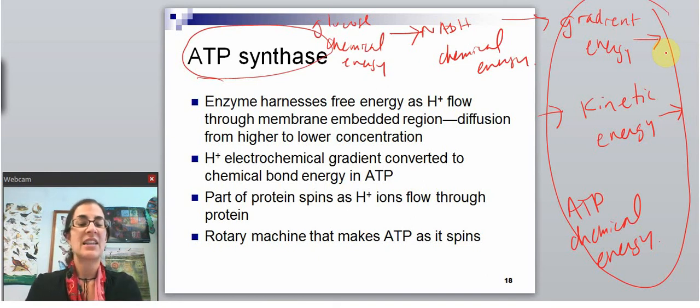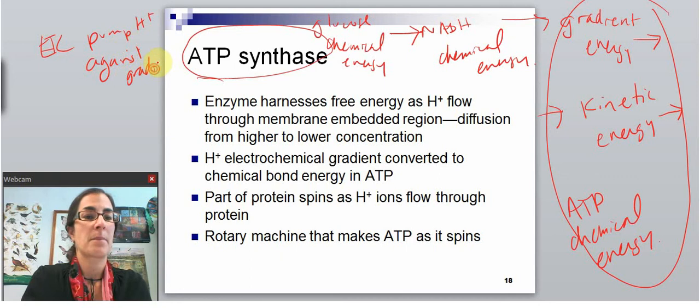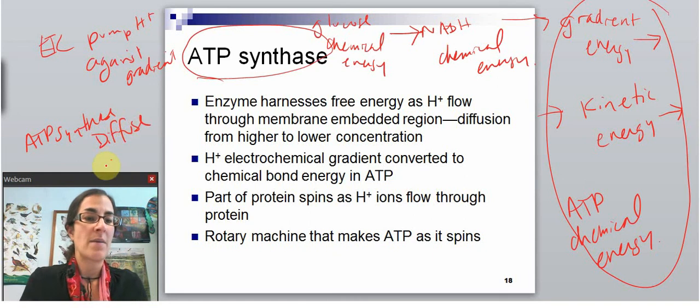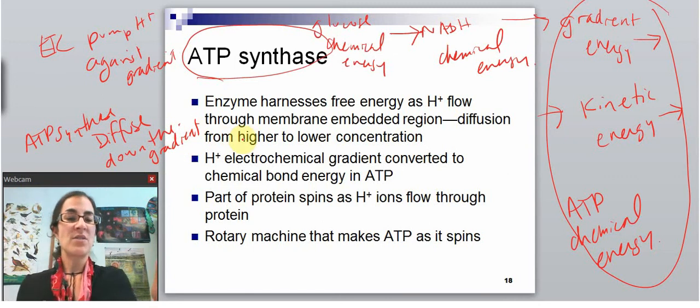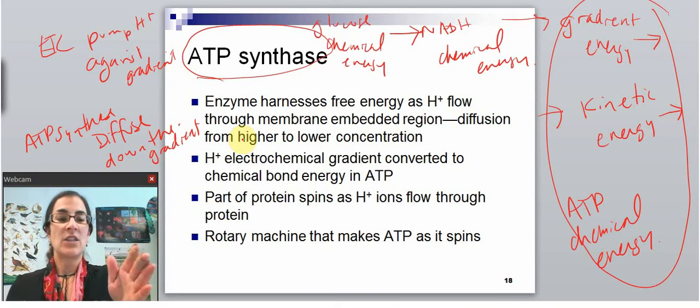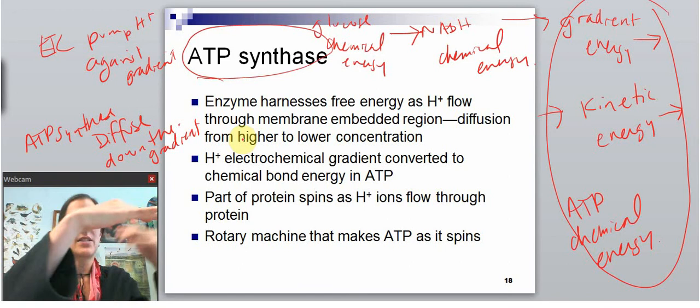ATP synthase is going to let hydrogen ions diffuse. So the electron transport chain was pumping hydrogen ions. Remember, that's going against its gradient. ATP synthase now lets hydrogen ions diffuse. So remember, that means going down the gradient. So the hydrogen ions are going back the other way now in ATP synthase. And when they do that, it's like the wind hitting the wind turbine. There's a part of the protein that, as the hydrogen ions pass through it, spins.